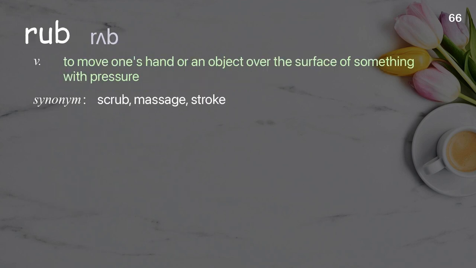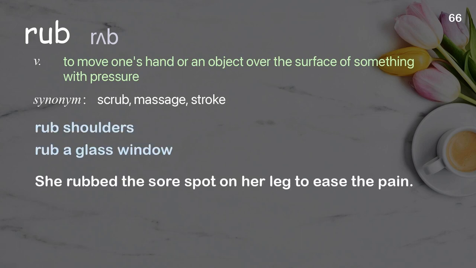Rub. To move one's hand or an object over the surface of something with pressure. Examples: rub shoulders. Rub a glass window. She rubbed the sore spot on her leg to ease the pain.